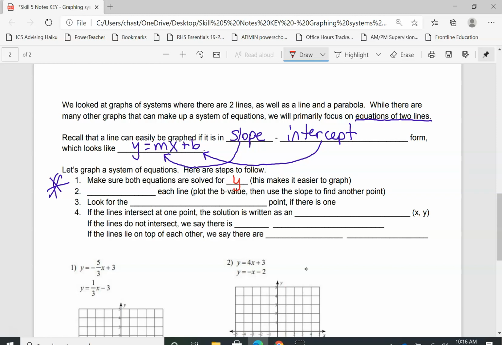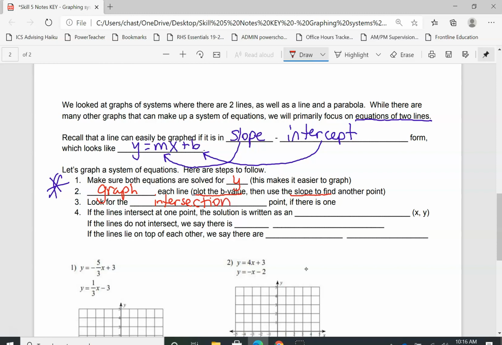Once you have it solved for y, then you're going to graph each line. So the way you do that is you plot your b value, which is your y-intercept. You're going to plot that on the y-axis, and then you're going to use your slope to find another point. All right, so you're going to have to really understand what the equation of a line does and how it helps you to graph. Then we're going to look for the intersection point if there is one.